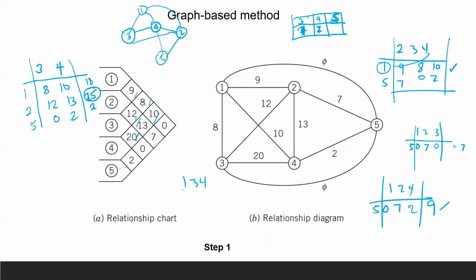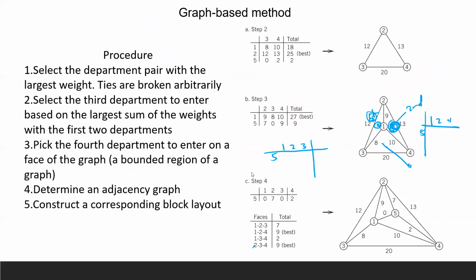Okay, 1, 3, 4. Ito si 5, 1. 5 to 1 is 0. 5 to 3 is 0. 5 to 4 is 2. So, dalawa lang. Okay? So, nakuha na natin yung faces.